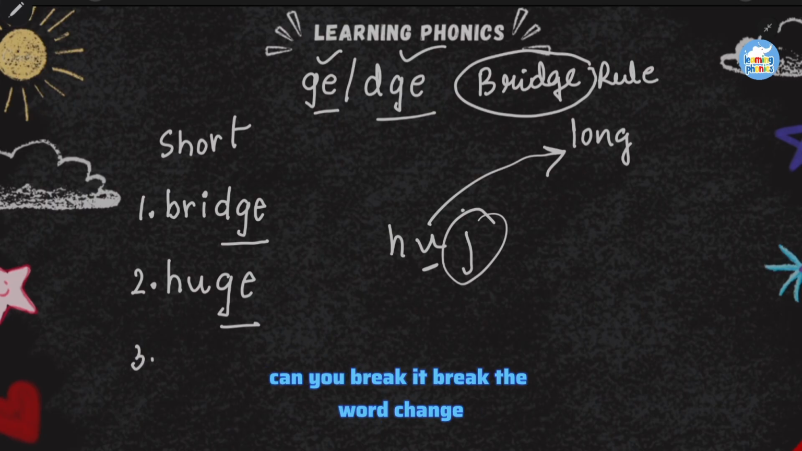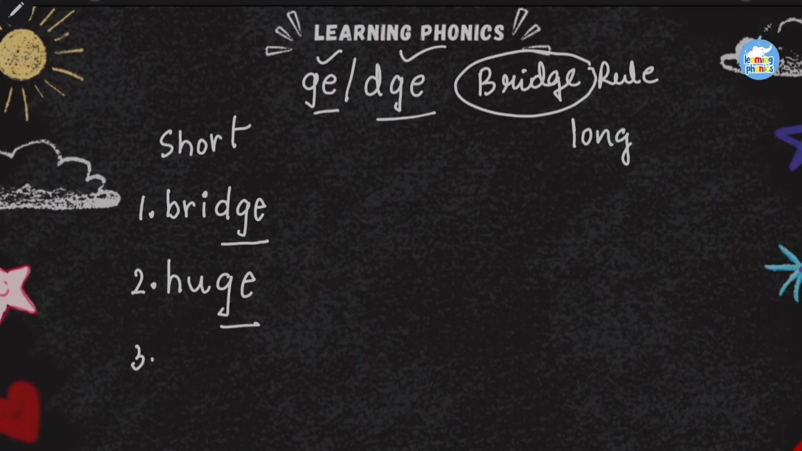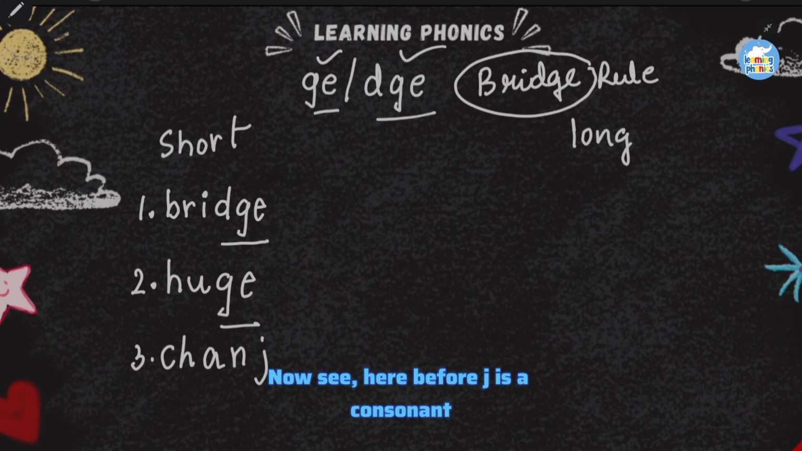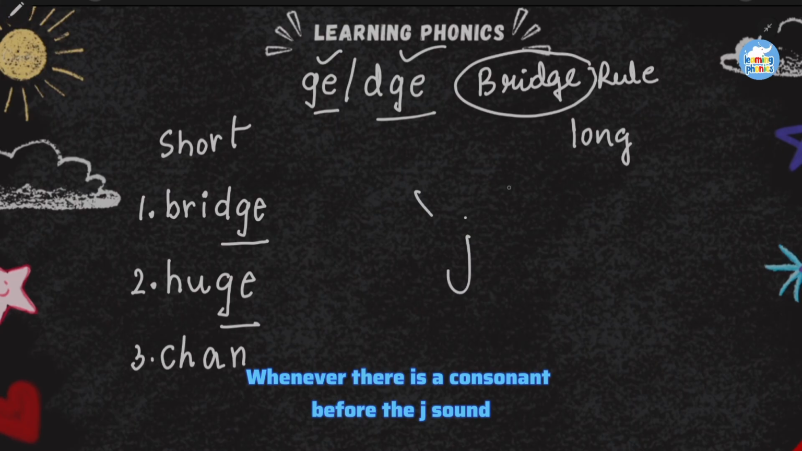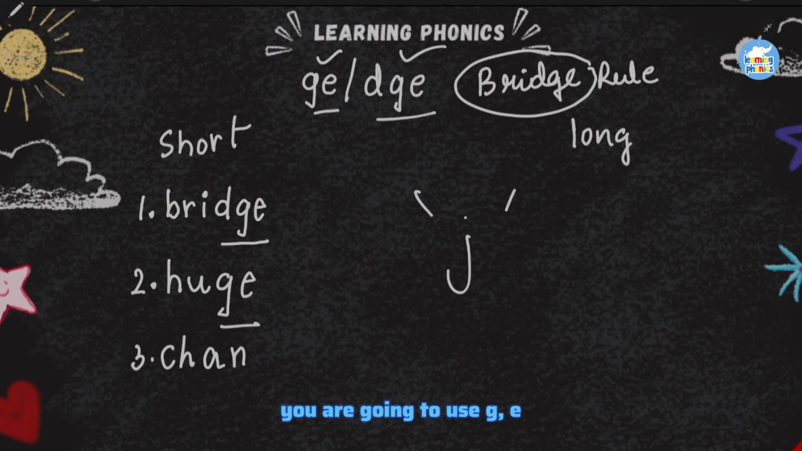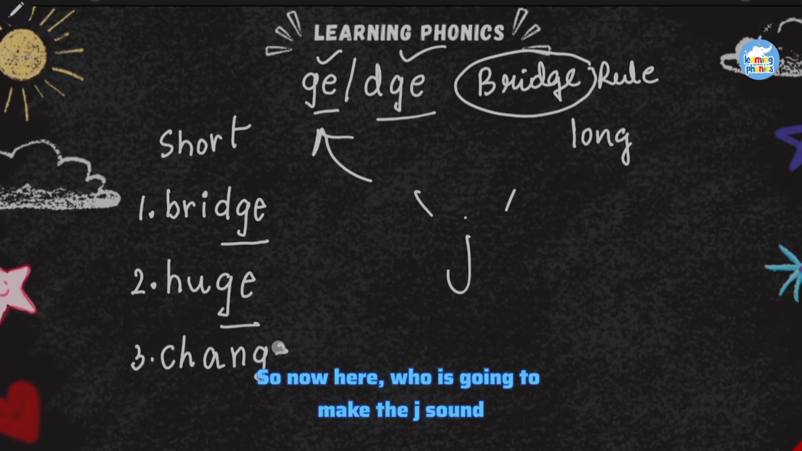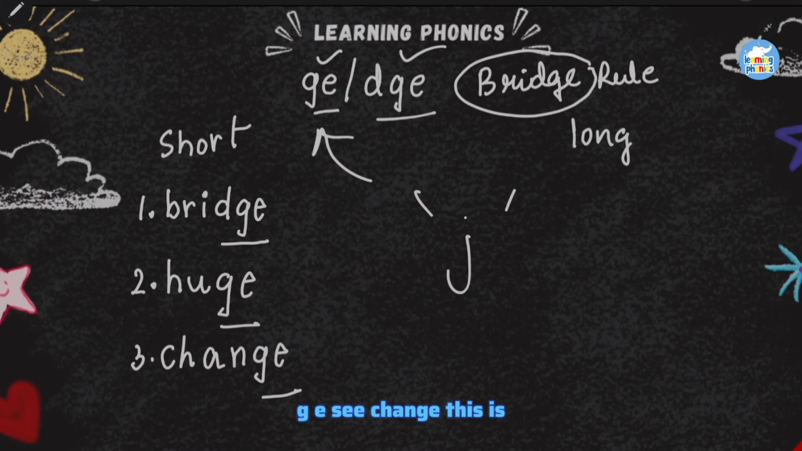Let's take another example: change. Can you break it? Ch, A, j. Ch makes the ch sound. A, j. Now see, here before J is a consonant. According to the rule, whenever there is a consonant before the J sound, you are going to use GE. So who is going to make the J sound? GE. This is how you write change.